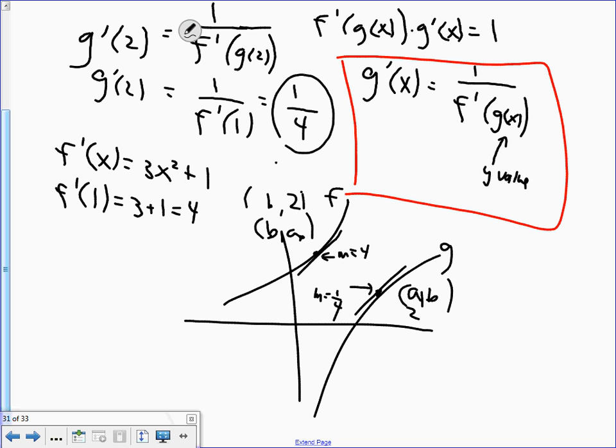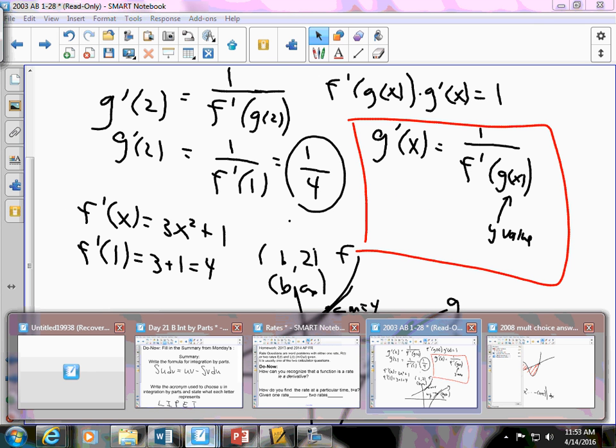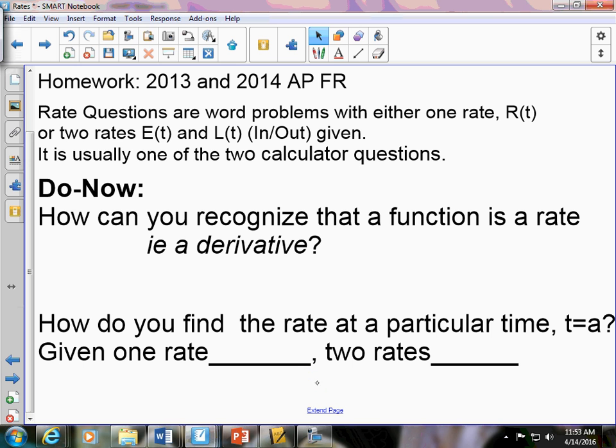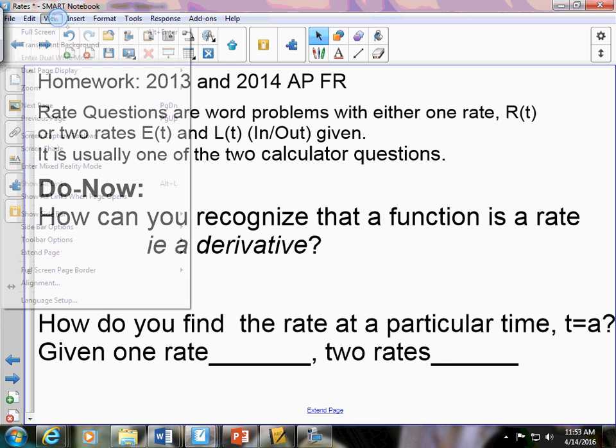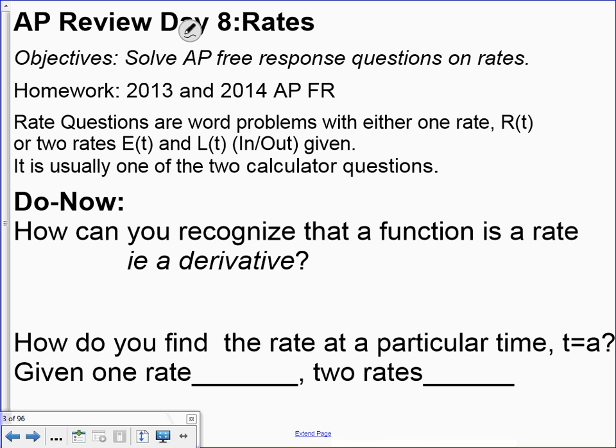Want to do one more, or you want to get to rates? Let's get to rates. Let's do rates, because you can see these little video examples. Oh, I'm sorry, I didn't have that one up there.